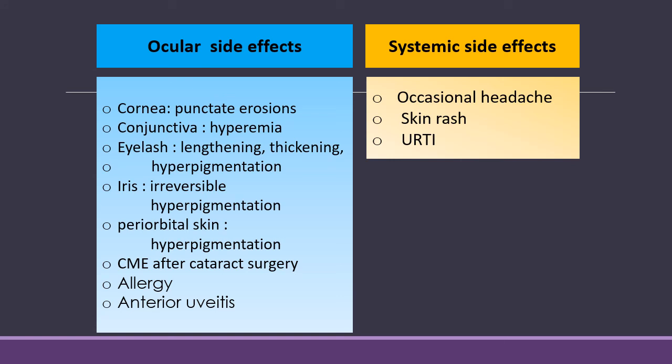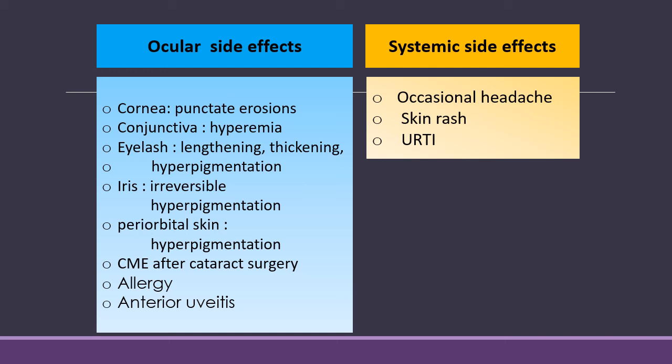In ocular side effects, we know it causes corneal erosions, then conjunctival hyperemia. Most important is that it causes eyelash lengthening and thickening and hyperpigmentation of the eyelash. Also, iris hyperpigmentation occurs, which is irreversible. It can also cause periocular skin hyperpigmentation and cystoid macular edema after cataract surgery.